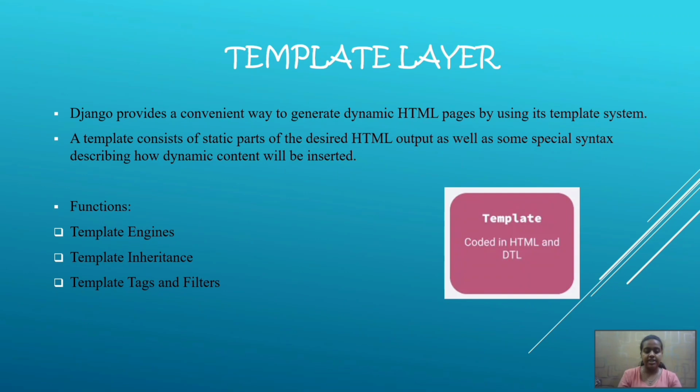Its functions are template engines. Django uses its own built-in template engine which provides a powerful flexible syntax for embedding Python code and logic within HTML templates. Template inheritance. Django's template inheritance system allows developers to create base templates that can be extended by child templates, promoting code reuse and consistency across the application. Template tags and filters. Templates in Django can utilize a variety of built-in tags and filters to control the rendering of dynamic content such as loops, conditionals, and variable formatting.